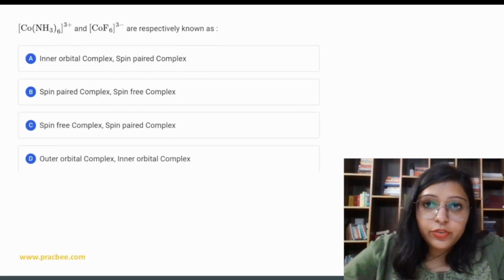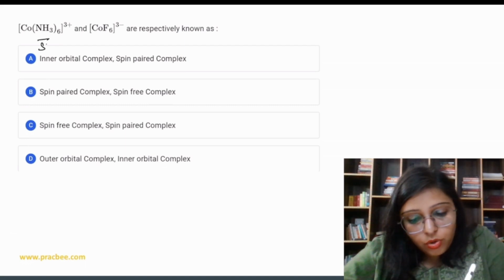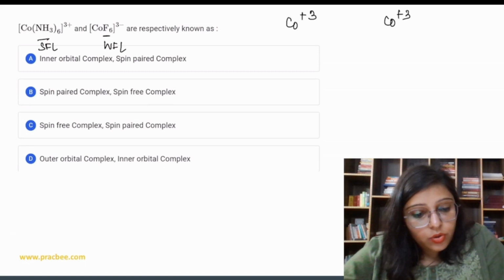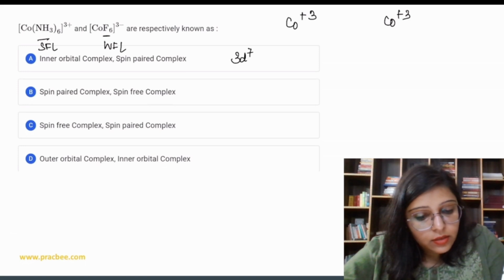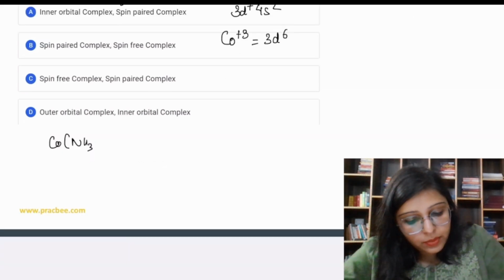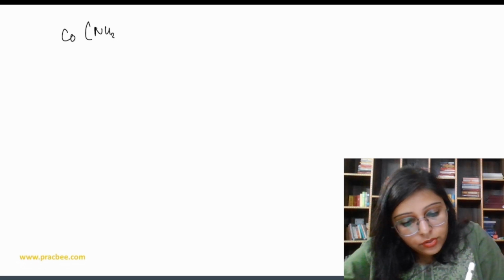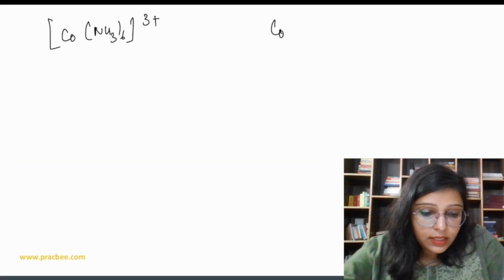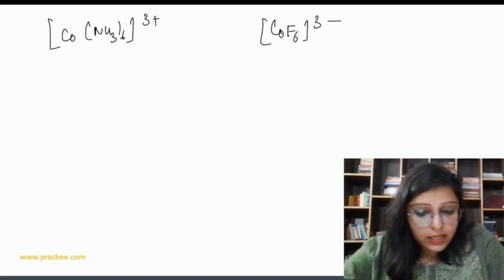Now let's do the next question. [Co(NH3)6]3+ and [CoF6]3- are respectively known as. So see, NH3 is a strong field ligand and F is a weak field ligand. Both are in +3 oxidation state. So cobalt is 3d7 4s2, so cobalt plus 3 is 3d6. So [Co(NH3)6]3+, let me write on the next page, and we have [CoF6]3-.